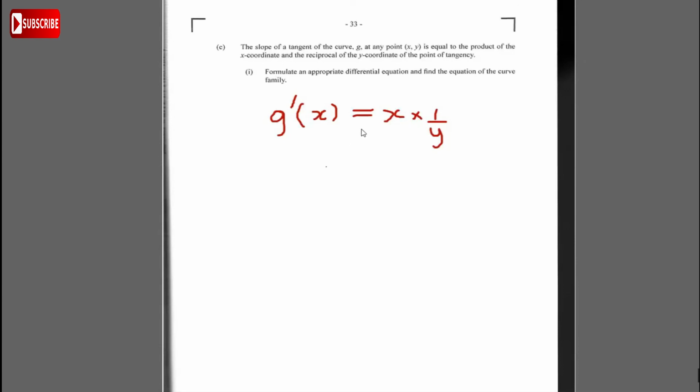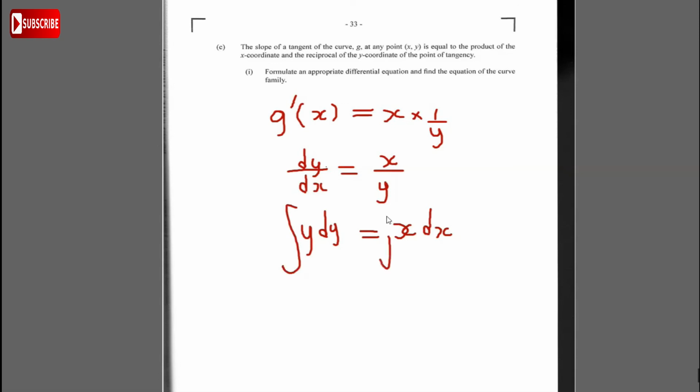If G prime of x is equal to x times 1 over y, then I'm going to rewrite G prime of x now as dy by dx. G prime of x is the same as the first derivative, dy by dx, and that's equal to x over y. So if this is what we have, we can go ahead and solve this differential equation by cross multiplying to get y dy is equal to x dx. And then once you get to this stage, you integrate both sides.